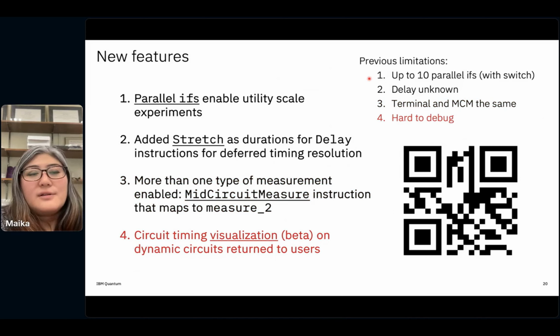And fourth, without knowing what exactly happened in the dynamic circuit, it was really hard to debug. So, even by applying mid-circuit measurement, we weren't sure what the scheduled circuit looks like. And then after applying the dynamic circuits, you just don't know how long any of these operations took. So it's hard to figure out where the errors were coming from. So now we have the circuit timing visualization, which is in beta version. So things might change in the future, but this really helps with debugging the circuit that you will be running.